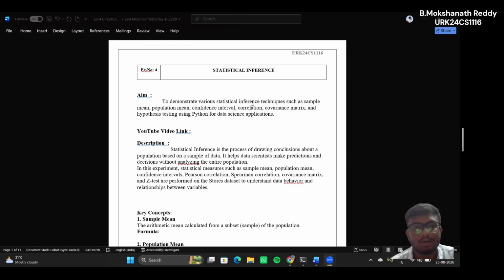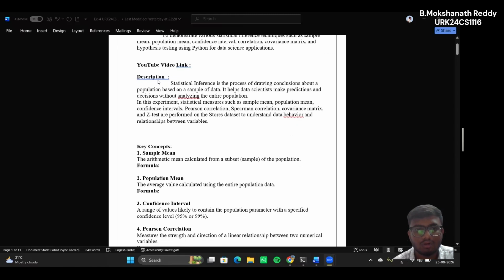Today I'm explaining experiment number 4, statistical inference. The aim of this experiment is to demonstrate various statistical inference techniques such as sample mean, population mean, confidence interval, correlation, and hypothesis testing using Python for data science applications. And let's go through the description here.